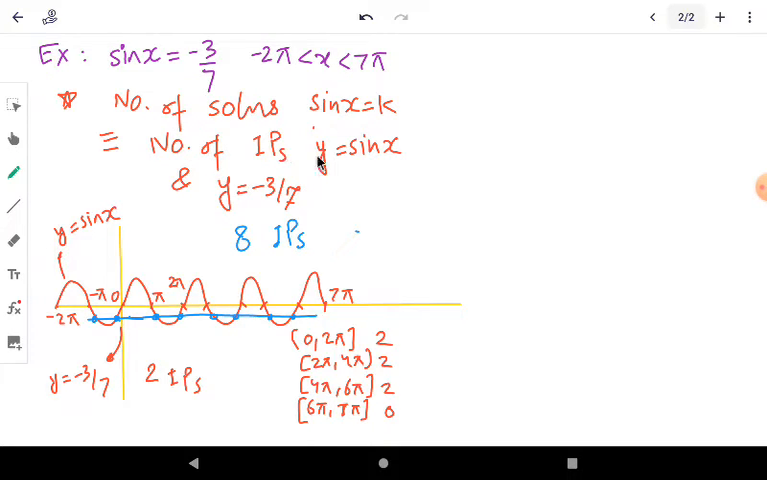Therefore, using this reasoning, in which the number of solutions is the number of intersection points, this is not only valid for sin x equals k, it is valid for other graphs also. Sin x can be any other function, like cos, tan, or any other function. So this concept is valid for that. So 8 intersection points translates to 8 solutions, guys. So the answer is 8.